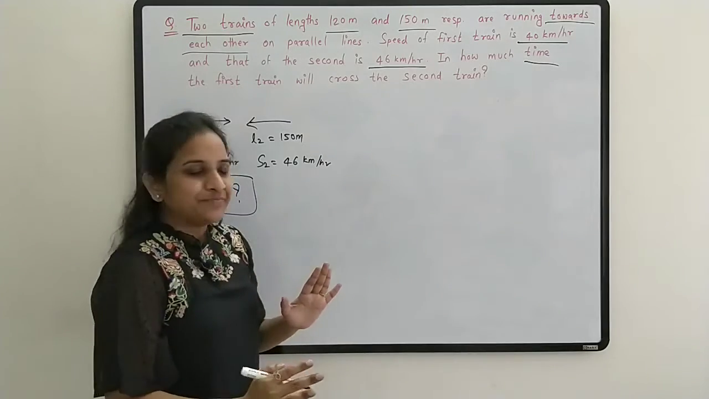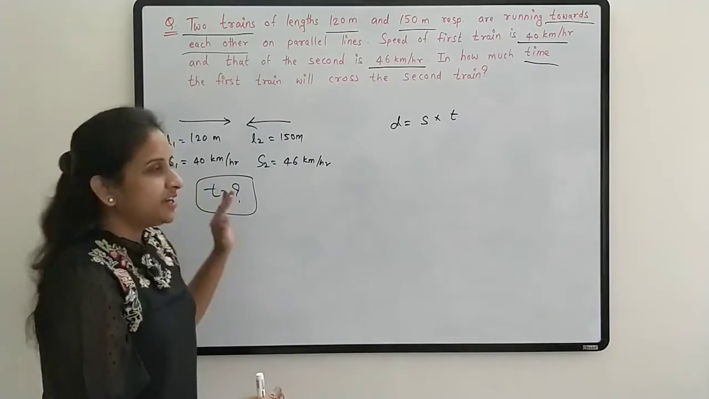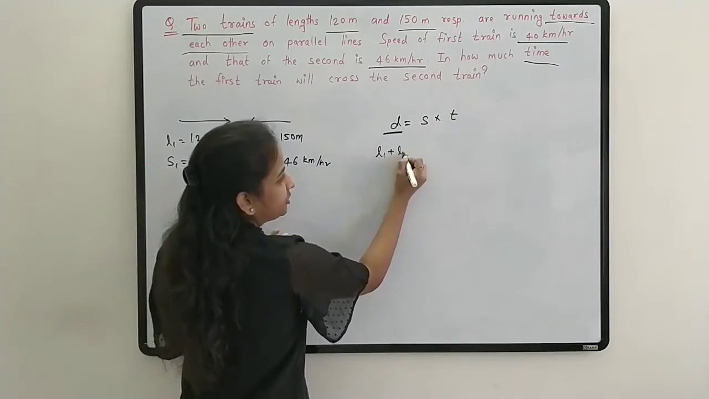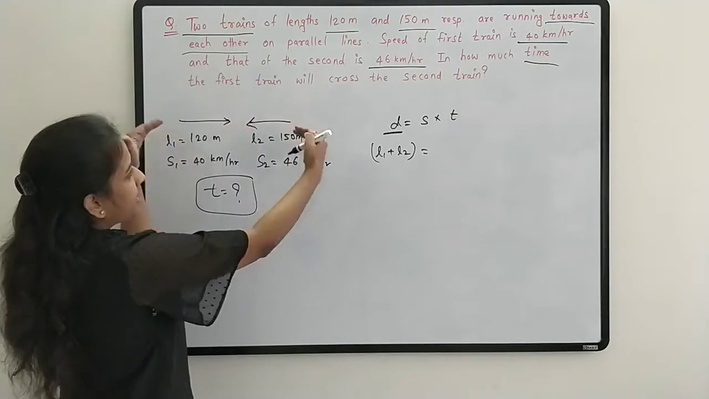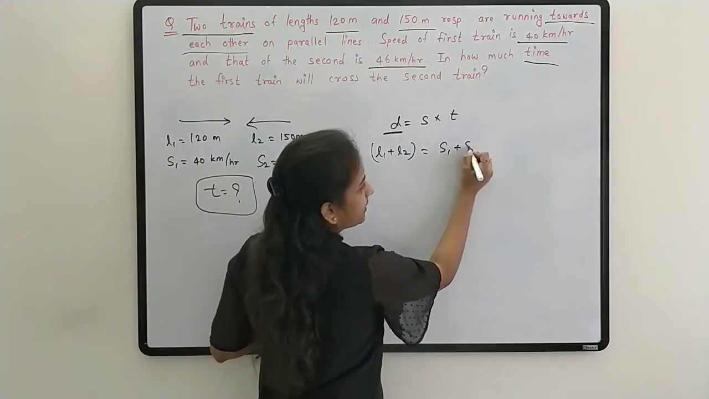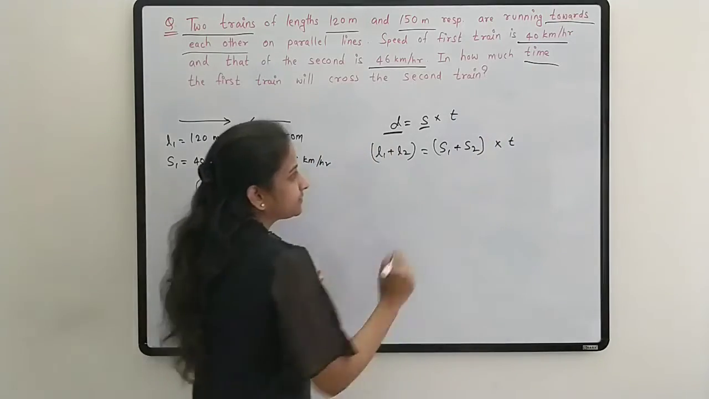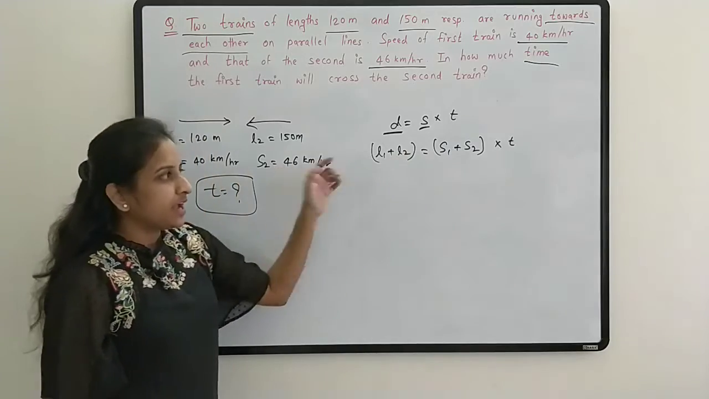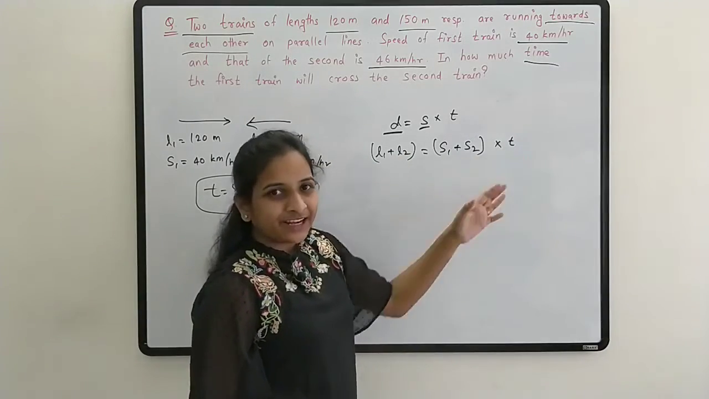See, one simple formula: distance is equal to speed into time. When two trains cross each other, distance is L1 plus L2, the addition of the lengths. Here two trains are running in opposite directions. So relative speed is S1 plus S2, right? And into T as it is. See, we have L1, L2, we have S1, S2. By substituting these numbers here, we can find time, right?